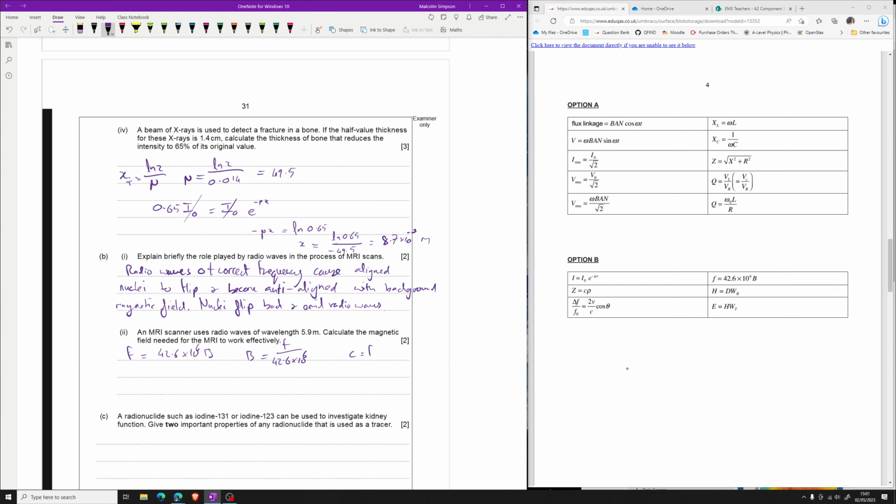And then I can use c equals f lambda and sub in c over lambda for the frequency. And kind of vaguely hope that I get a really sensible answer. They do have some pretty intense field strengths. But if this comes out as 1,000 Tesla or something, I'll know that I have gone horribly wrong.